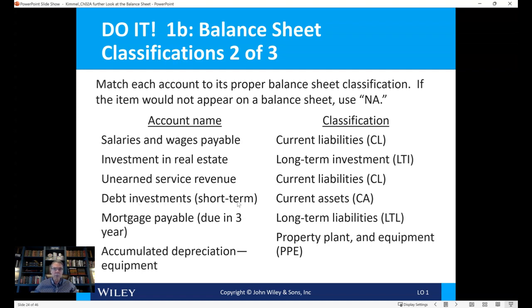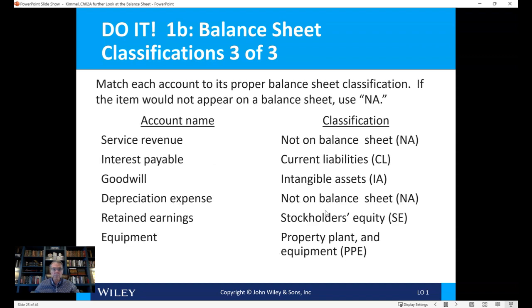Debt investment short term. A debt investment, again, is an asset because you're lending money to a company. So that would be current assets. Mortgage payable due in 3 years. Again, you owe people money, it's a liability. It's not due within a year, so that's going to be a long-term liability. And accumulated depreciation, that is property, plant, and equipment.